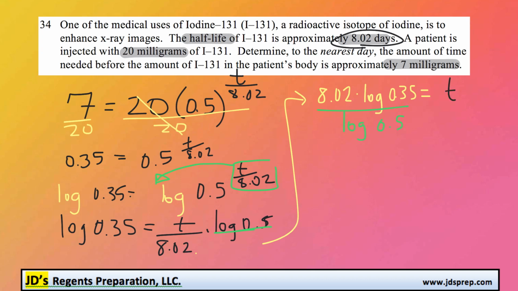So when you finish calculating that out, you should get a T value of 12 if we're rounding to the nearest day like they want us to. So I guess we should write 12 days.